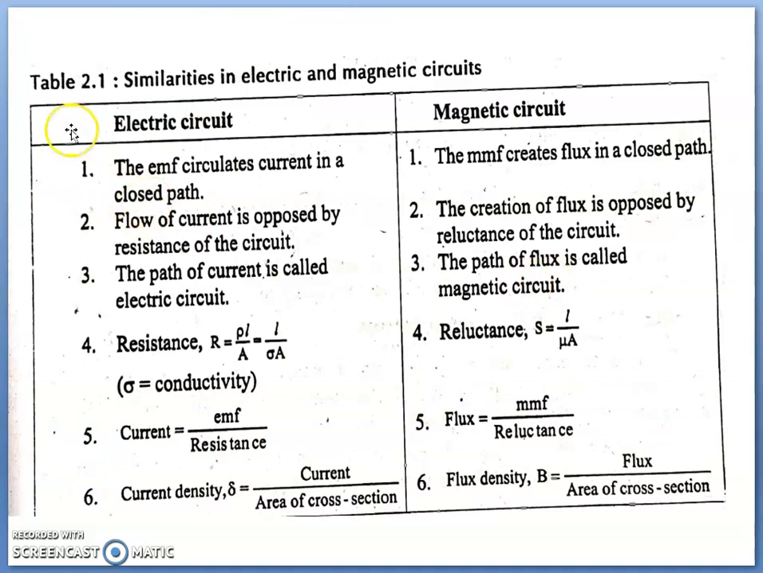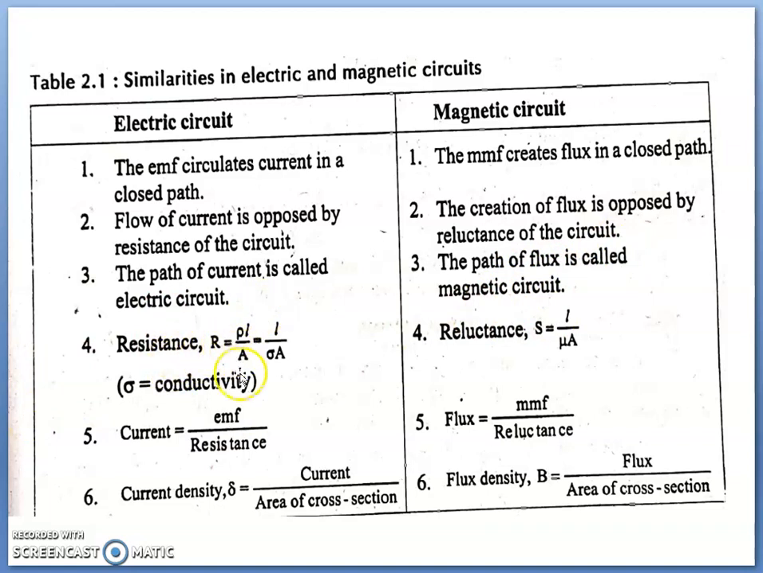We already studied that electric circuit and magnetic circuit are analogous to each other. In an electric circuit, EMF circulates the current. In a magnetic circuit, MMF establishes the flux in a closed path. Opposition to the flow of current is resistance, but here opposition to the flow of magnetic flux is the reluctance in the magnetic circuit. The path of current is called an electric circuit, and the path of magnetic flux is called a magnetic circuit.